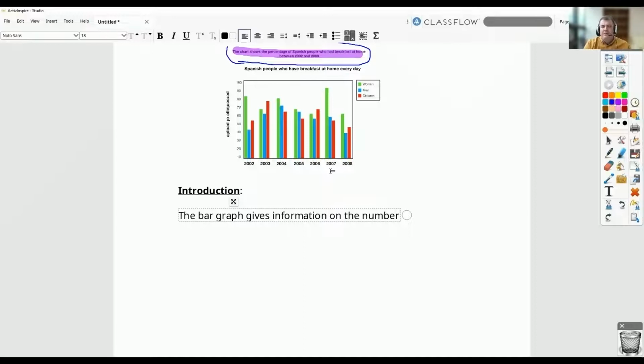Can we say Spanish people? We can, but let's rephrase. Let's find a synonym or a different way to say that. On the number of Spanish, or let's say the number of men, women, children who have breakfast at home.